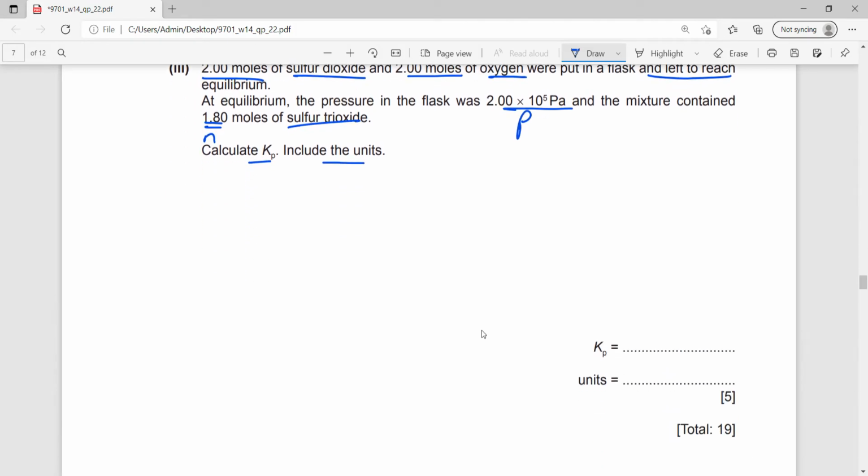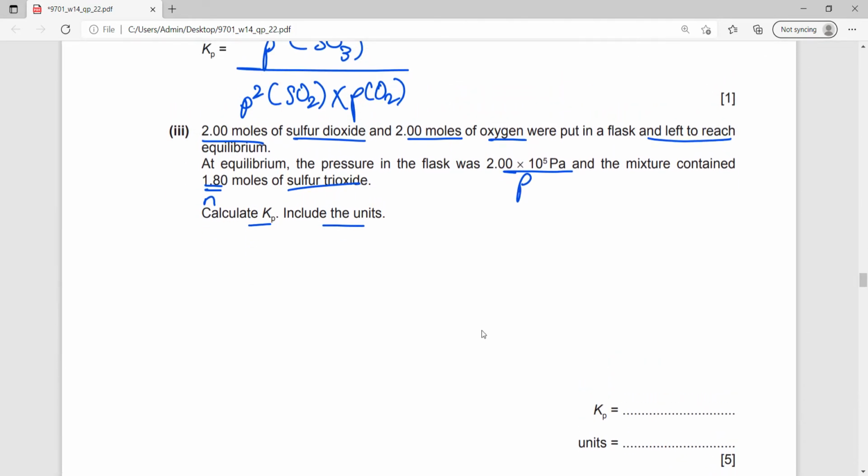Calculate the Kp, include the units. And it's for a whopping 5 marks. So the way to do this would be by the ICE method, in moles, for SO2, O2 and SO3. So let's use all the information that we've been given.